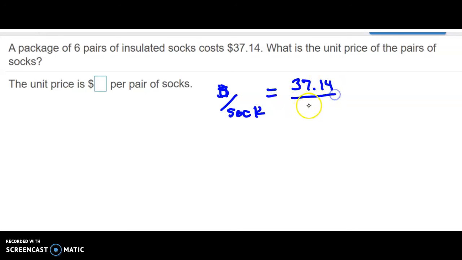37.14 divided by 6. If I divide my total price by the amount of items I'm buying, I find that my unit price for these pairs of socks is $6.19. I'm not going to try to type it in that teeny tiny little box. I'll just write it over here to the side. So we want to remember that unit price means what is the cost of one thing.